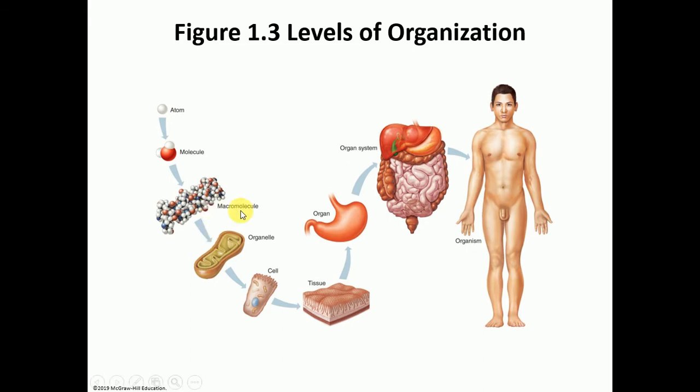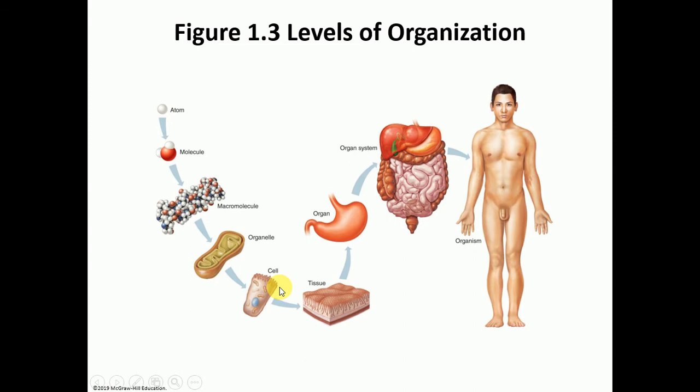Now, when you gather a whole bunch of these macromolecules together, those will give you an organelle. Notice that I am saying an organelle and not an organ, because organelles are microscopic structures that make up the parts of the cell. For example, the mitochondria, the Golgi apparatus, the nucleus, and the different microscopic structures of the cell. When you put all of these organelles together and put a cell wall or a membrane around them, that will give you a cell.